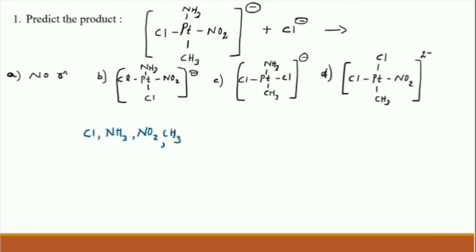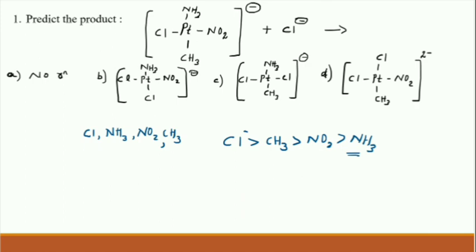So the trans effect is Cl, CH3, NO2, NH3. So NH3 has the least trans effect and Cl minus has the greater trans effect. So Cl minus can replace NH3, CH3, NO2, etc. So here Cl minus is going to replace which one? NH3, because NH3 is the least one.